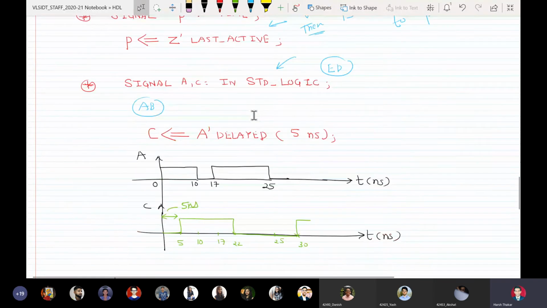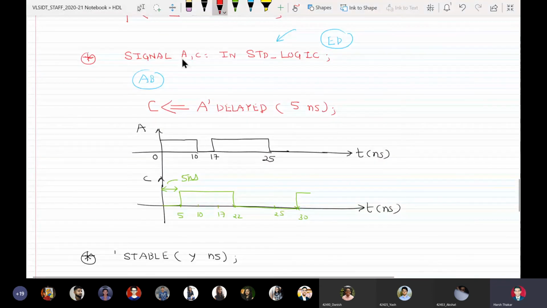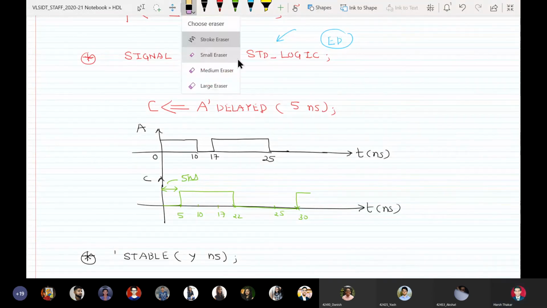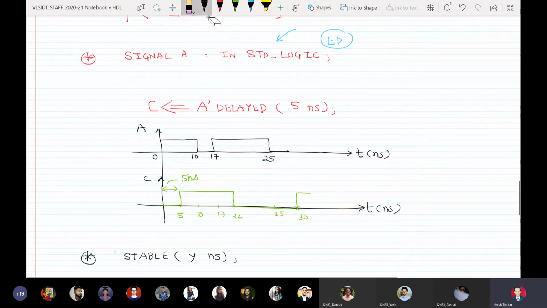So I made a mistake here. C has to be defined as an output. Signal C colon out standard_logic. So now this will be in the architecture body.